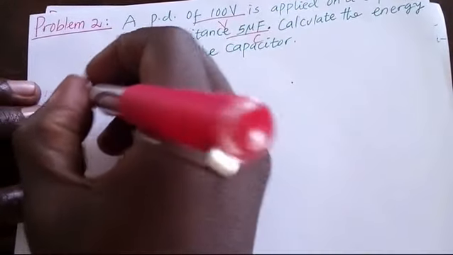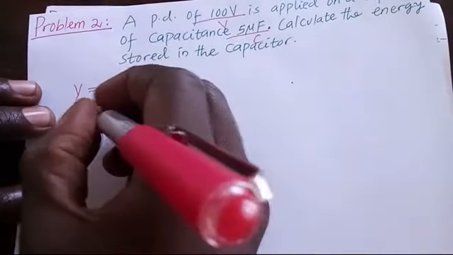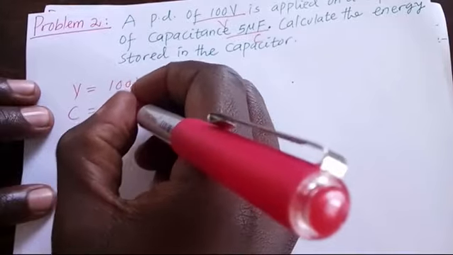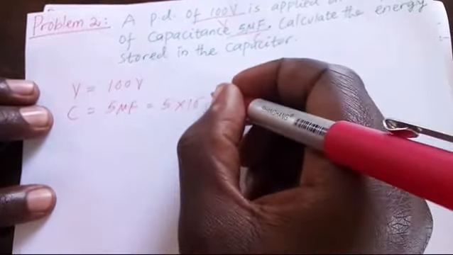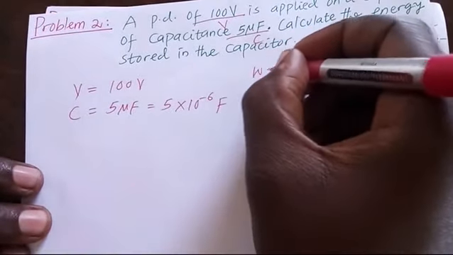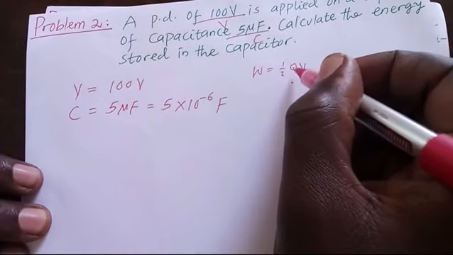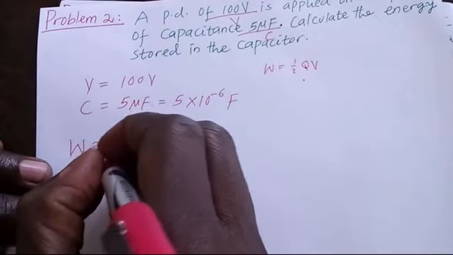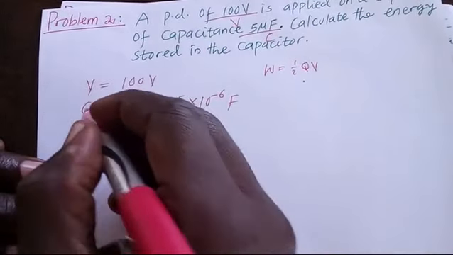Well, your V is 100 volt, your C is 5 microfarad, and this is 5 times 10 raised to the power of minus 6 farad. Now, do we use work is equal to half QV? Of course, we can't use this one because we don't know Q. But let's see, work is equal to half QV, but we are given only V and C.